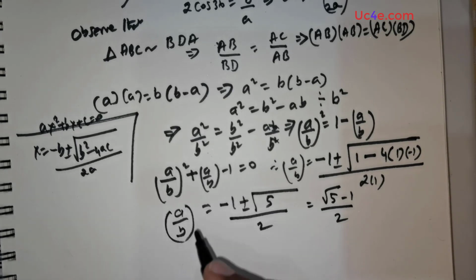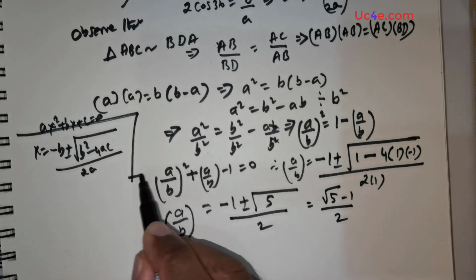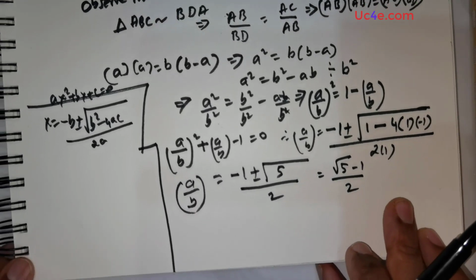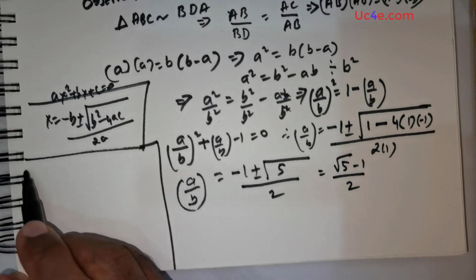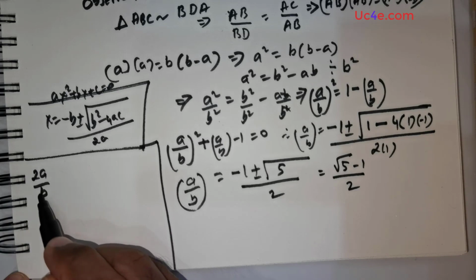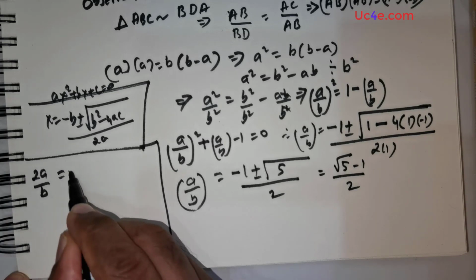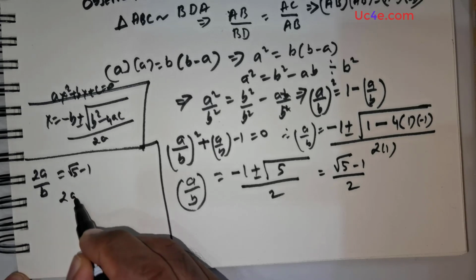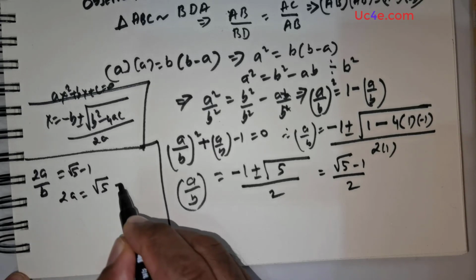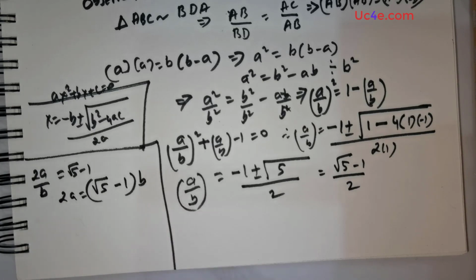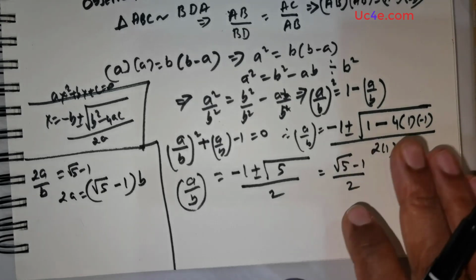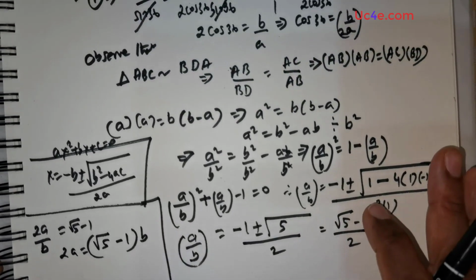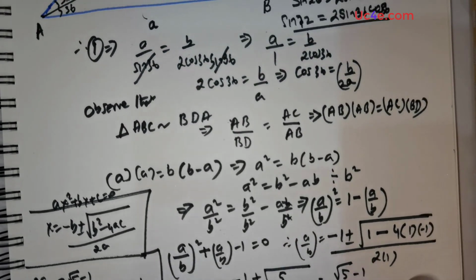Now having got this value for a over b, if I were to cross multiply, let me use the space here. If I were to cross multiply, this is going to be 2 times a divided by b is equal to root of 5 negative 1. So you take this b to the other side, so it's going to be 2a is equal to root of 5 negative 1 times b. So this is what you've got. Now, what is the value of 2a? Now let me just bring your attention to this quantity.